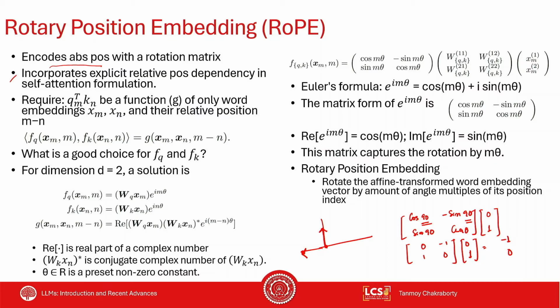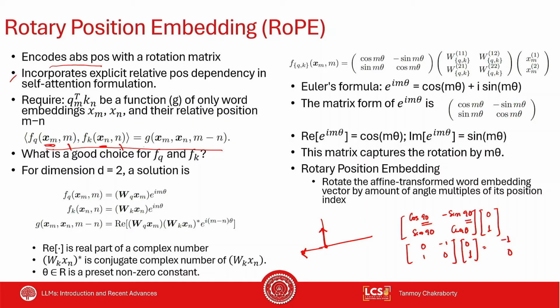Now let's look at the requirement that they considered. What is xm? xm is the query embedding, xn is the key embedding, m is the query position, and n is the key position. So they said that I will try to come up with such functions fq, fk and g which will follow this property.